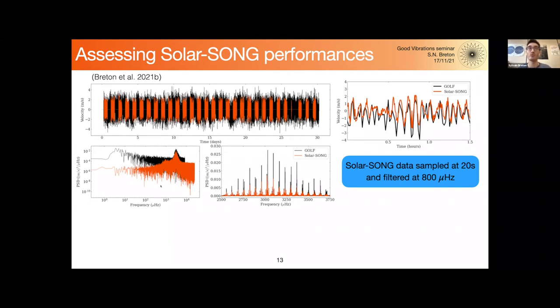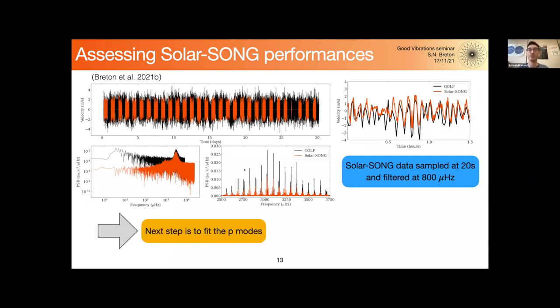And you can compute the power spectrum of these signals and check that you get your p-mode humps, and that at high frequency and at lower frequency, you seem to have less noise in Solar SONG than in GOLF. It's important to see that the signal for Solar SONG, due to Earth rotational modulation, was filtered at 800 microhertz.